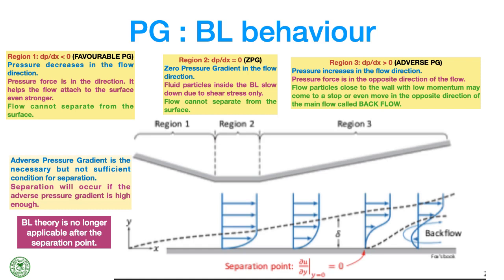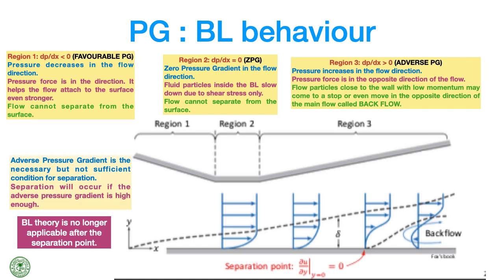So what is the other takeaway? One takeaway is that the adverse pressure gradient is a necessary but not sufficient condition for separation, and separation will occur only if the pressure gradient is high enough. These two, and the fact that boundary layer theory is no longer applicable after the point of separation, are the three takeaways from this topic.